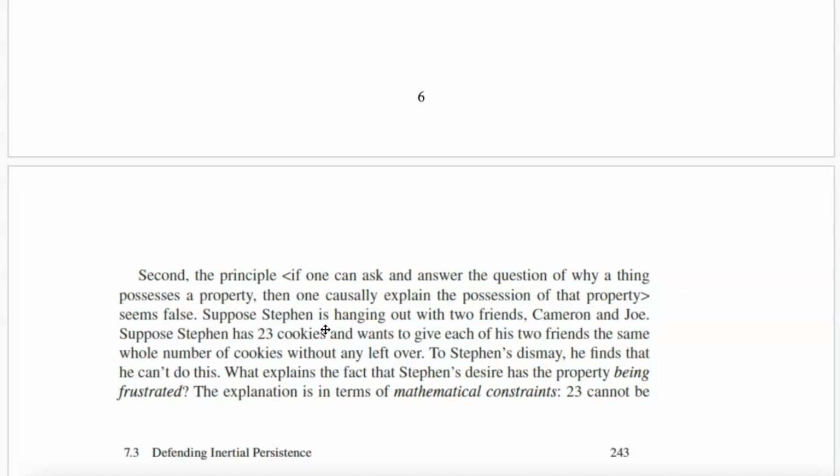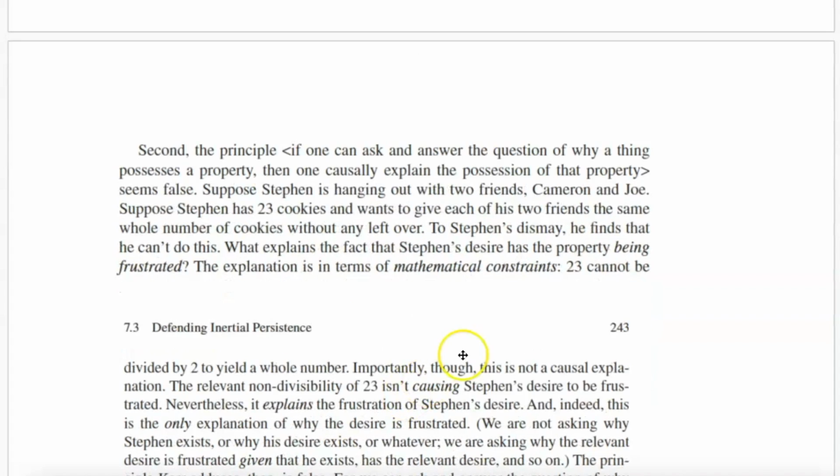To Stephen's dismay, he finds that he can't do this. And what explains the fact that Stephen's desire has the property of being frustrated? Well, the explanation is in terms of mathematical constraints. 23 cannot be divided by 2 to yield a whole number. Importantly, though, this is not a causal explanation, right? The relevant non-divisibility of 23 isn't causing Stephen's desire to be frustrated. Nevertheless, it explains the frustration of Stephen's desire.